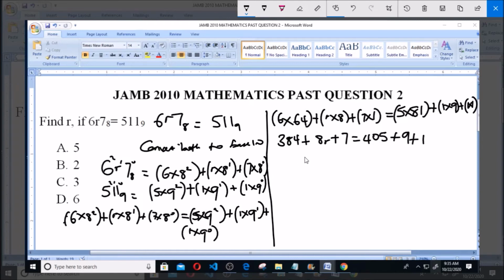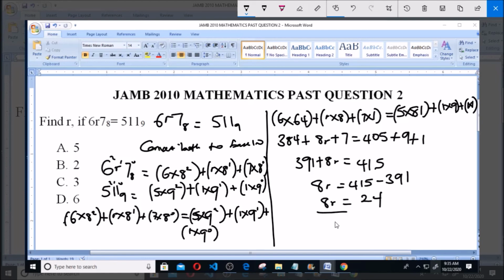So from this we have that 384 plus 7, collecting like terms, gives us 391. So we have 391 plus 8R is equal to 405 plus 9 plus 1, which gives us 415. Now collecting like terms, we have that 8R is equal to 415 minus 391, meaning that 8R is equal to 24. Now we divide both sides by the coefficient of R, which is 8. We cancel 8. 24 divided by 8 is equal to 3. So that means the value of R is equal to 3.